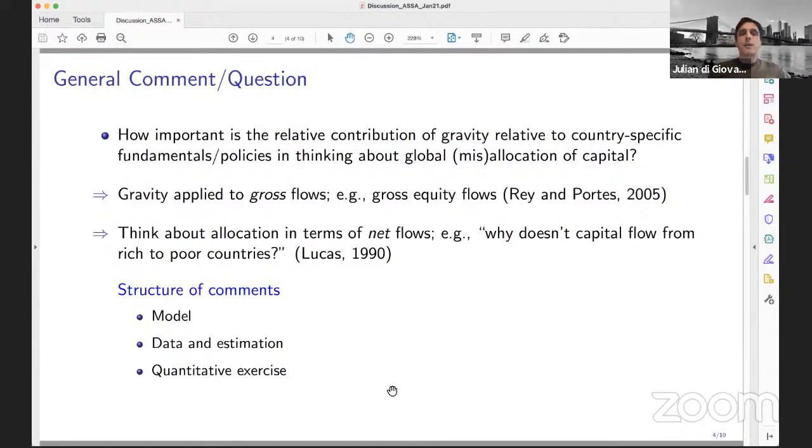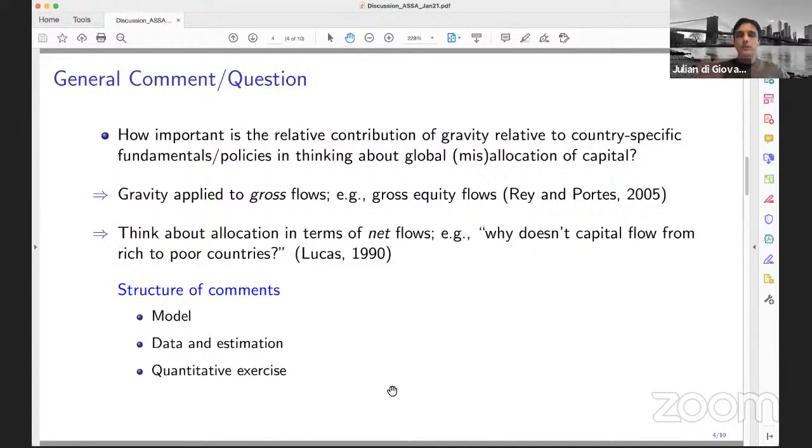On the one hand, you could think about gravity applying to gross flows, for example, gross equity flows. On the other hand, when you're thinking about allocation, both domestically or internationally, we want to think in some sense about net flows. For example, Lucas's classic question: why doesn't capital flow from rich to poor countries?